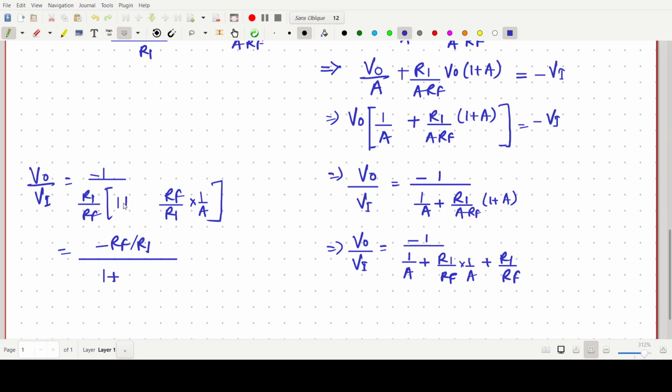It should be 1 plus 1 by A plus this 1 by A. Okay, means Rf by R1, we have to get the Rf by R1 plus Rf by R1 into 1 by A. Then Rf, this should be cancelled. So we can write like this. So minus Rf by R1, 1 plus 1 plus Rf by R1 into 1 by A. We can also take 1 by A common from both the sides. So our final expression is like this.